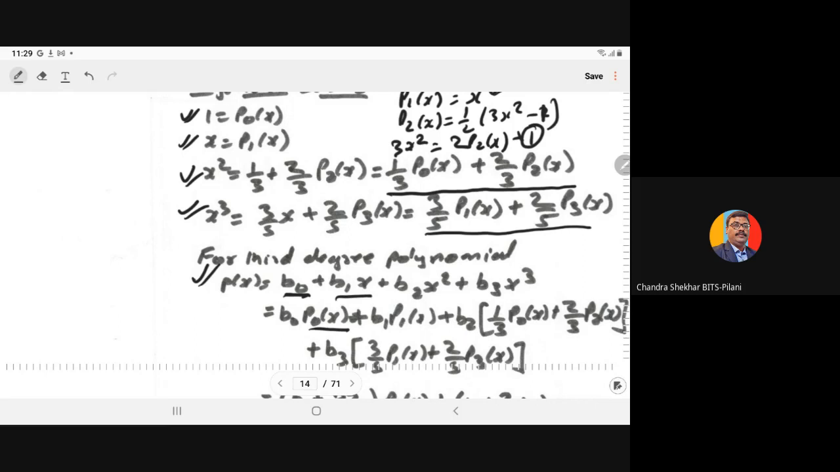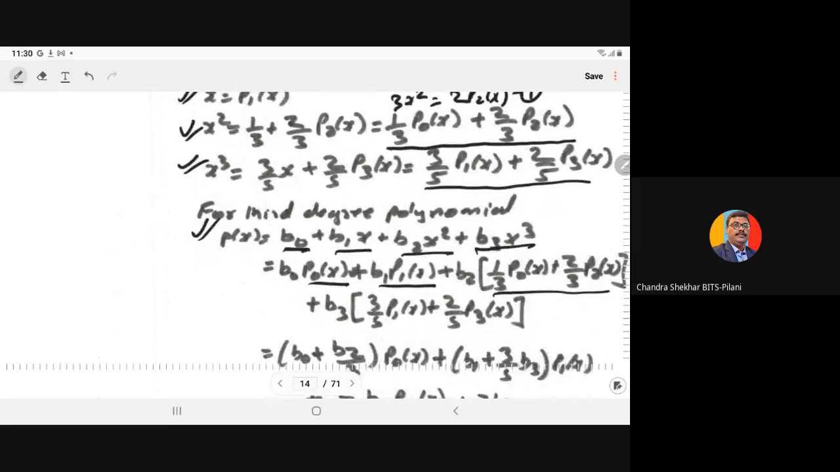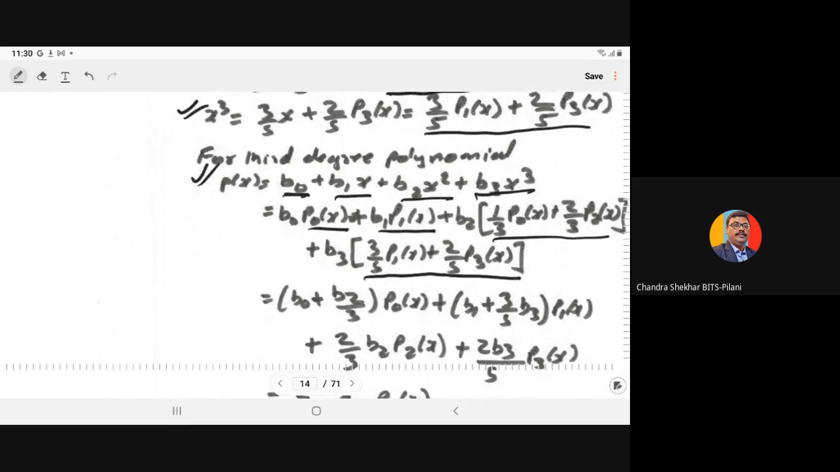b1 into x, so in place of the x we can put p1x. b2 into x square, in place of the x square, we can put 1 by 3 p naught plus 2 by 3 p2x, and b3 into x cube. So in place of the x cube, we can put 3 by 5 p1 plus 2 by 5 p3x. So now you collect the coefficient of p naught, p1, p2, p3.